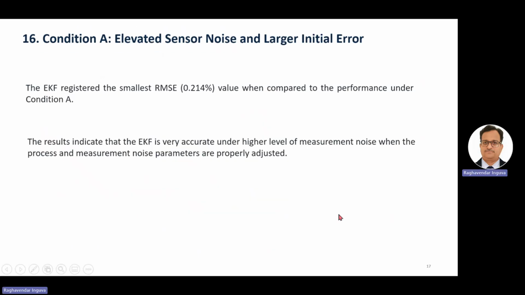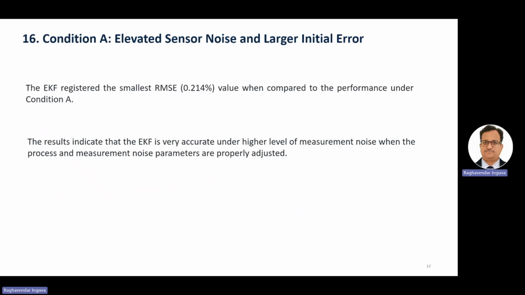So this is for condition A. We can clearly see the results indicate that the EKF is very accurate under normal conditions and a high level of measurement noise. When the process and measurement noise parameters are properly adjusted, EKF is showing a very accurate result when compared to other algorithms. Its RMSE is as small as 0.214 under condition A. So it is very clear under nominal conditions, EKF is outperforming the other algorithms.